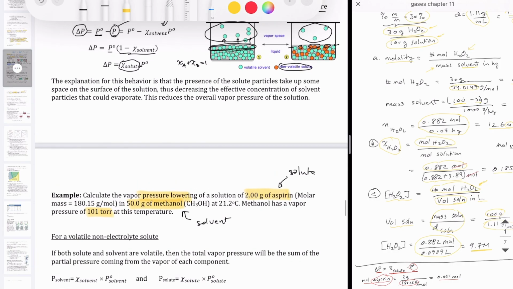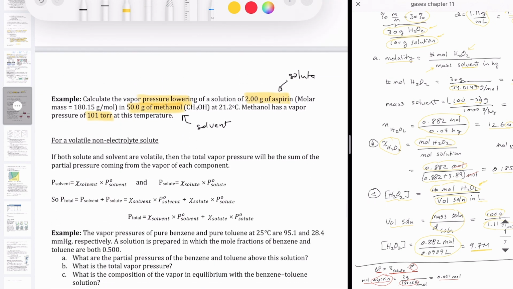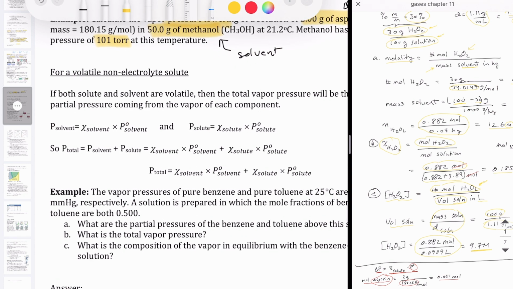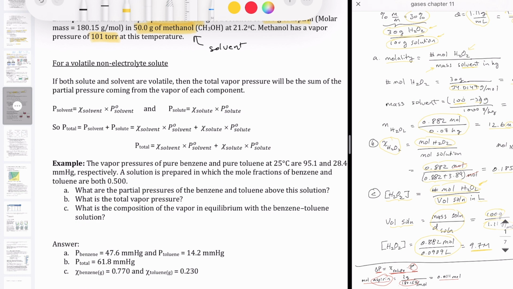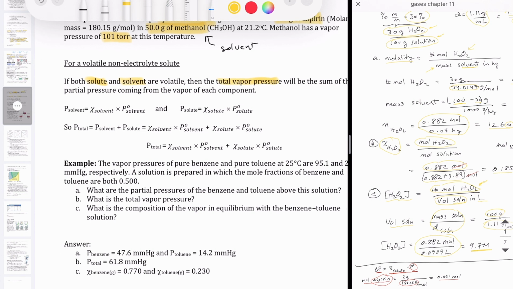So the example we just looked at is for a non-volatile solute, right? But remember that you can also have a volatile solute. In other words, your solute itself could generate some vapor pressure. This typically happens when you have organic liquids. They typically will boil at a low enough temperature that they would generate their own vapor pressure. So if you have both solute and solvent being volatile, then the total vapor pressure is just going to be the sum of the partial pressures generated by the two components, the solute and the solvent.